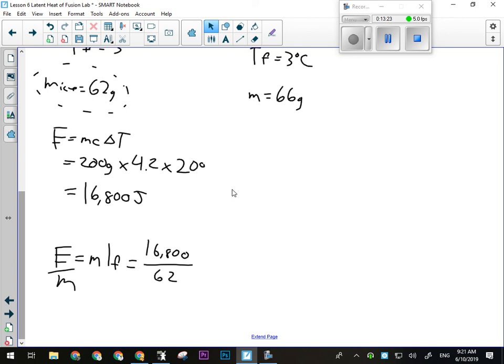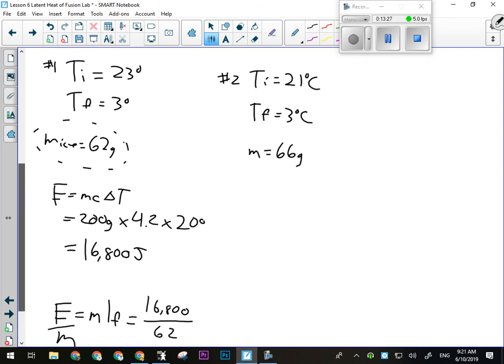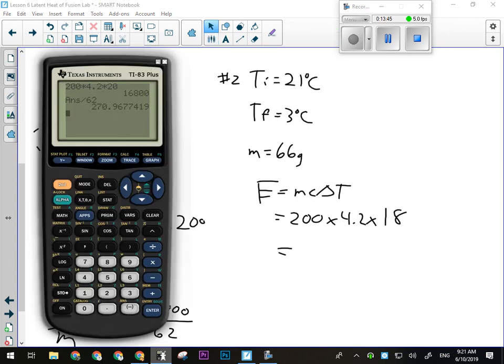If we use our data for trial number 2, we'll just do that again here. So we'll go E = mcΔT. We've got, again, 200 grams of water times 4.2 times a temperature change of 18 degrees this time. So 200 times 4.2 times 18.